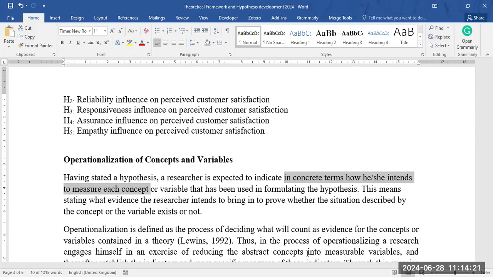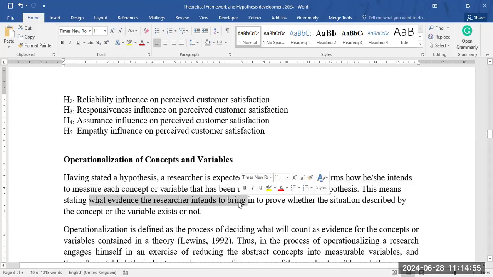So that's why a researcher is expected to indicate in concrete terms how he or she intends to measure each concept or variable that has been used in formulating the hypothesis. For the hypothesis, we have used the variables and concepts, and now how we are going to measure those variables and concepts. This means stating what evidence the researcher intends to bring.